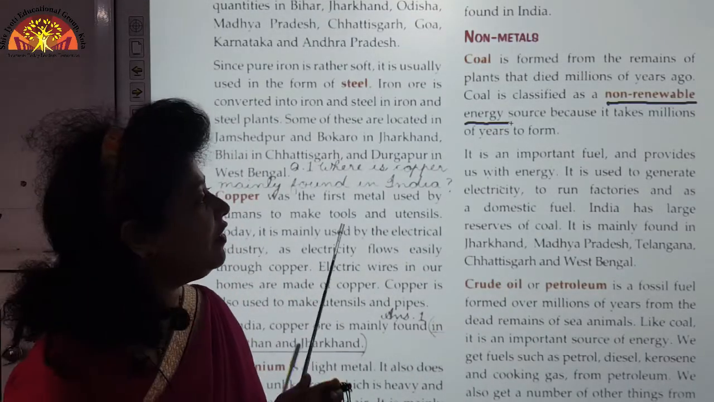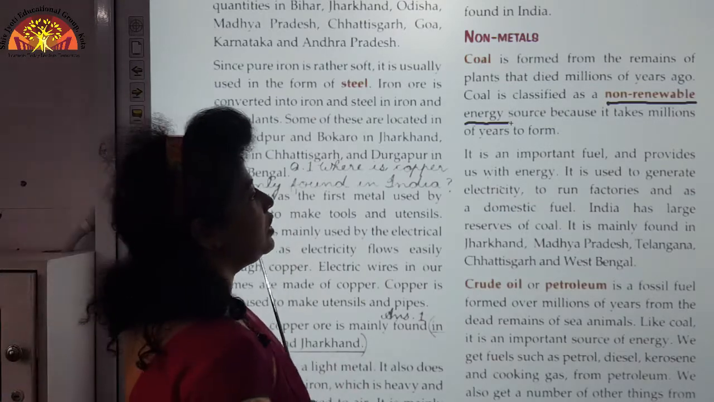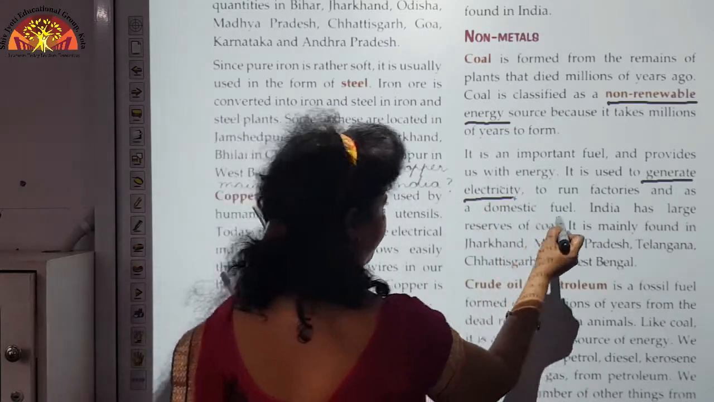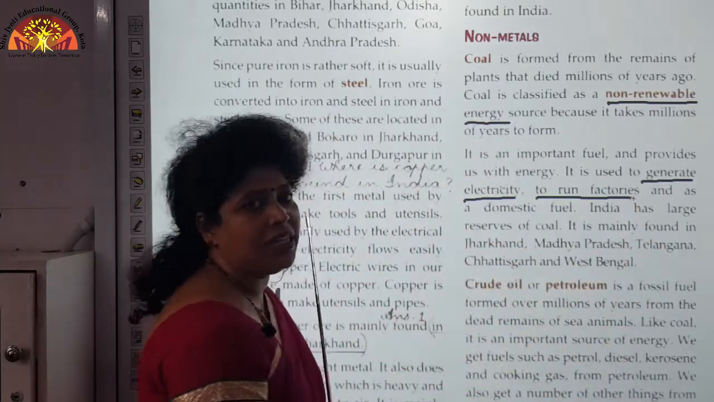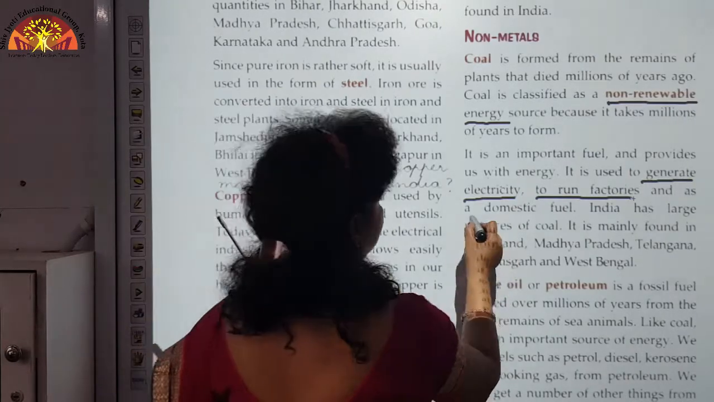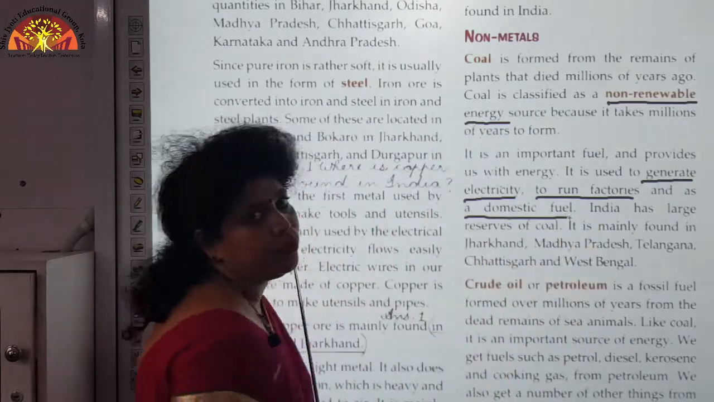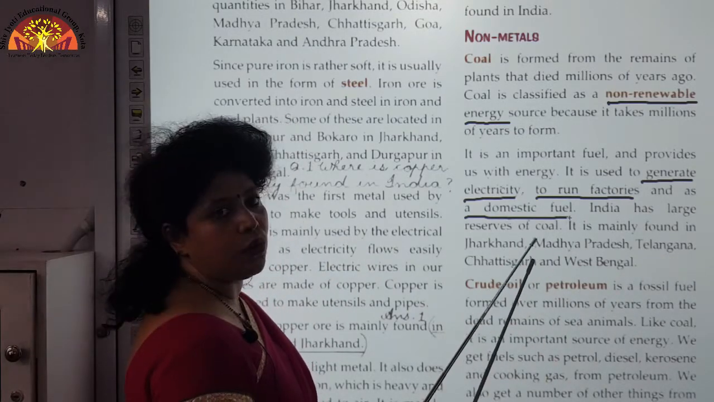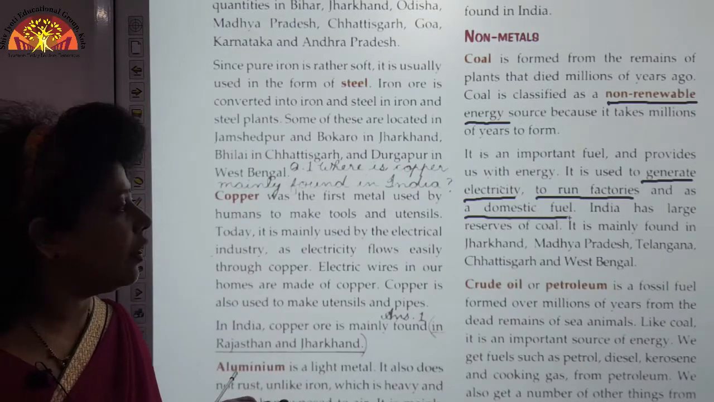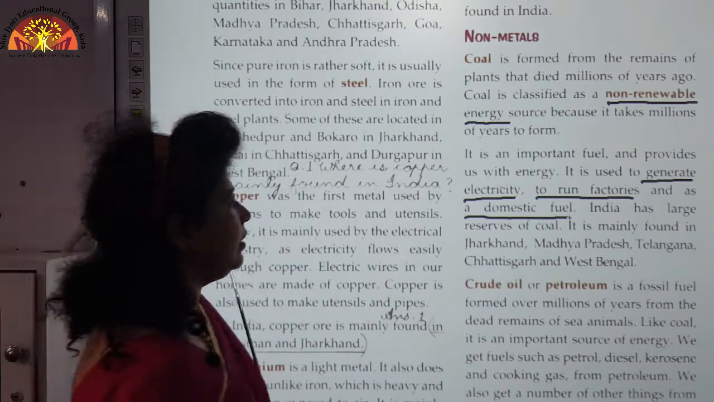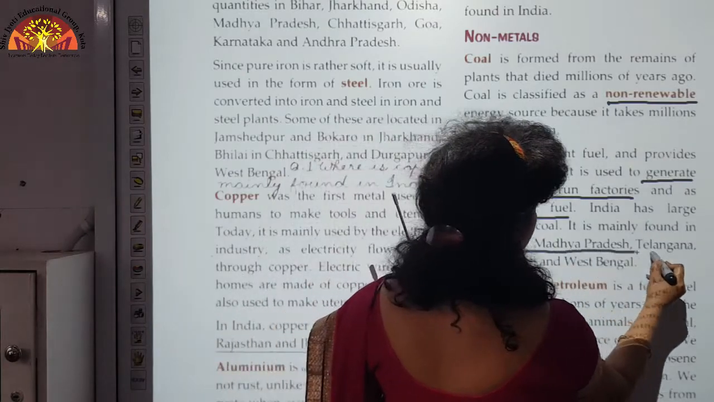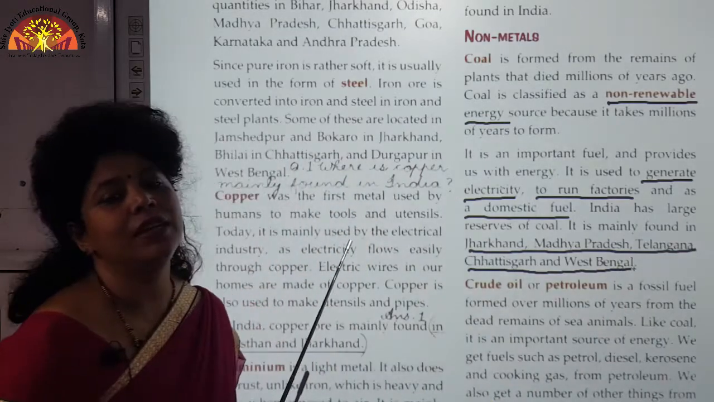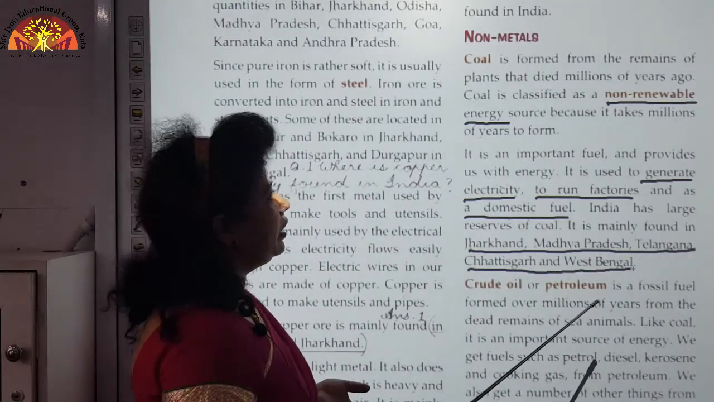Okay? And what are the various uses of coal? Coal is used to generate electricity. It is used to run factories, and in many places it is still used as a domestic fuel, that is, it is used to cook food. India has large reserves of coal. So, where is coal largely found in India? It is mainly found in Jharkhand, Madhya Pradesh, Telangana, Chhattisgarh and West Bengal. These are the places that are rich in the mineral coal.